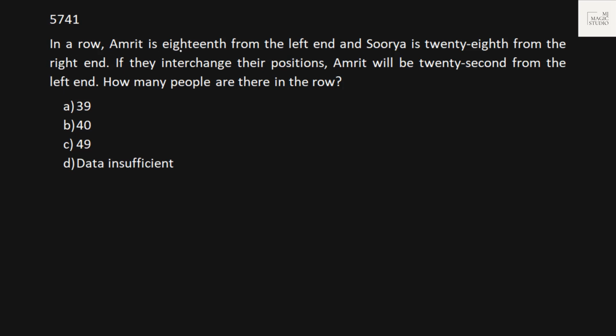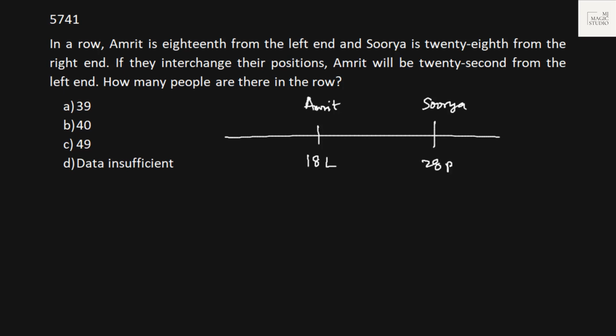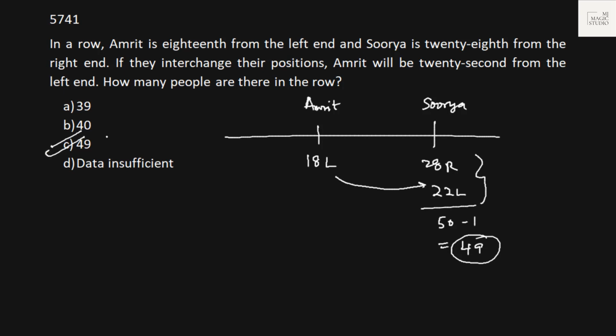In a row, Amrit is 18th from the left end. Amrit 18th left. And Surya is 28th from the right. Surya 28th from the right. If they interchange their position, Amrit will be 22nd from the left. So if he comes here, it will become 22nd from the left. Now how many people are there in the row? Add up. 50 minus 1, 49. There are 49 people in this row. Option C is the pick.